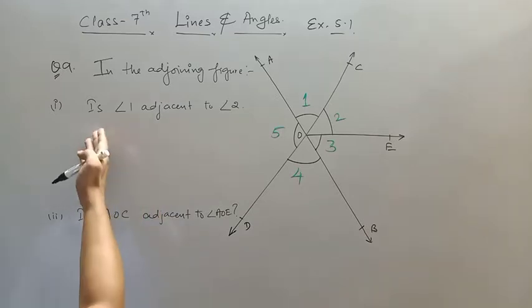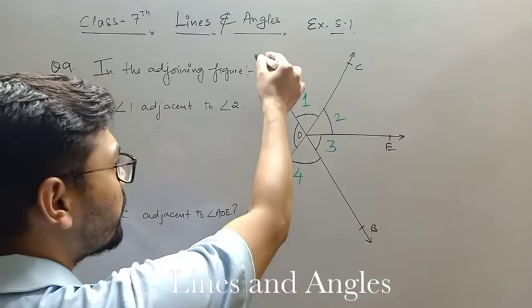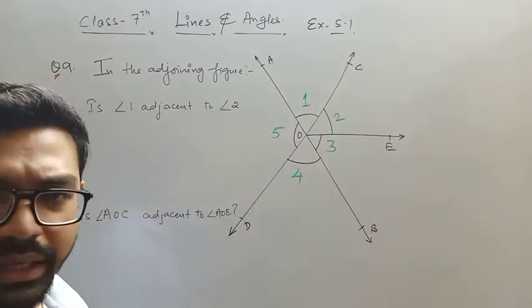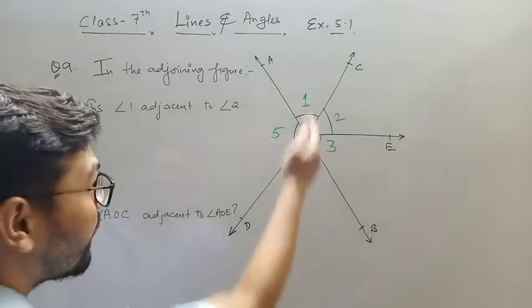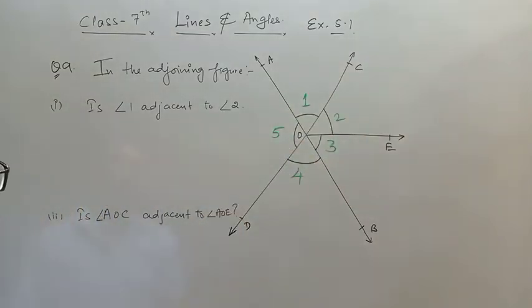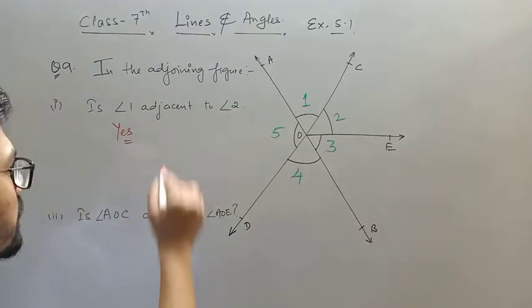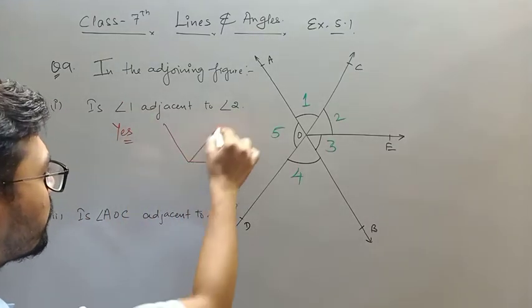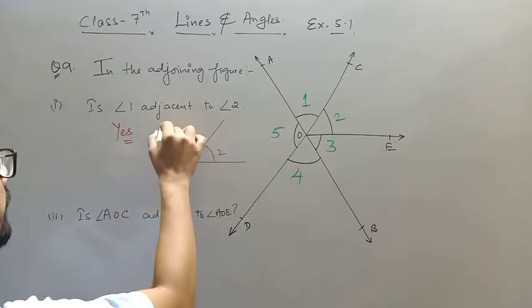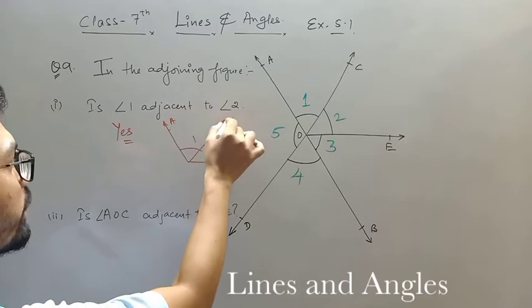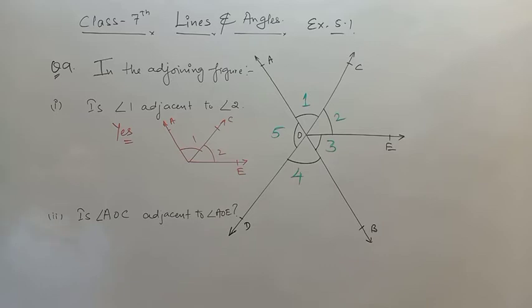First part: is angle 1 adjacent to angle 2? The question is asking, what do you think? Angle 1 and angle 2, are these angles adjacent to each other? Yes, the answer is yes. The reason is they are lying side by side. Angle 1 is adjacent to angle 2 because these are forming angles like this. This is angle 1, this is angle 2. So these are adjacent angles. This is point A, this is point C, this is point E.